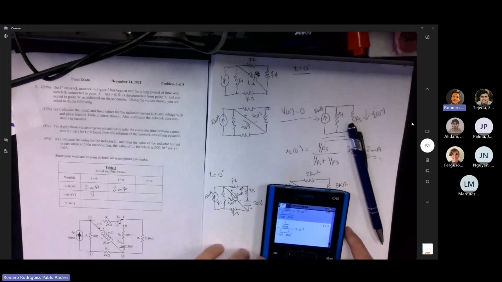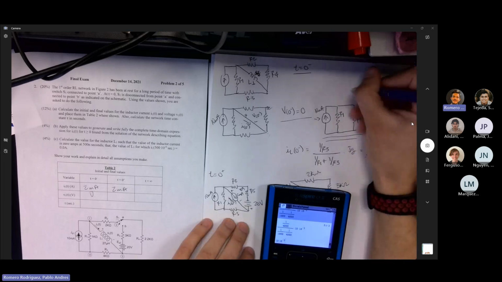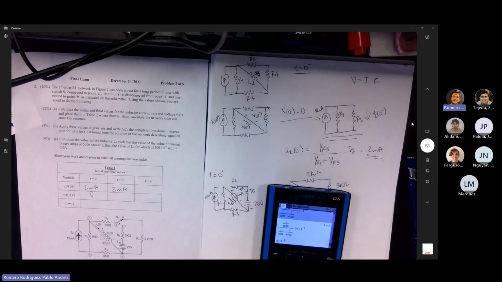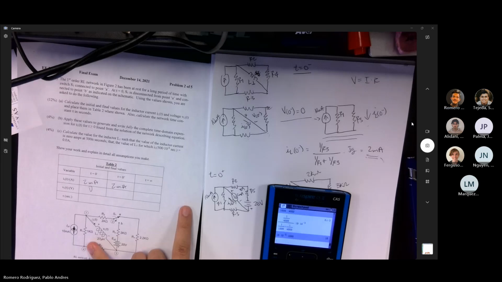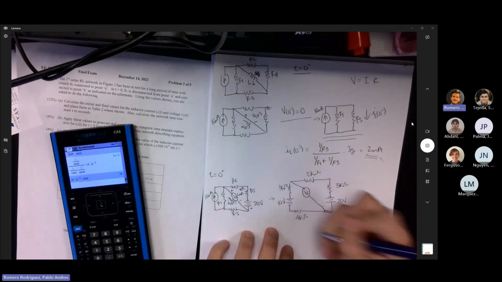Okay, so for this transformation, I'm going to just grab the calculator. So it's going to be 10 times 10 to the negative 3. Voltage is equal to current times resistance, right? So I'm going to multiply that current times the resistance, which is 1000, and I get 10 volts. So this is going to be 10 volts.